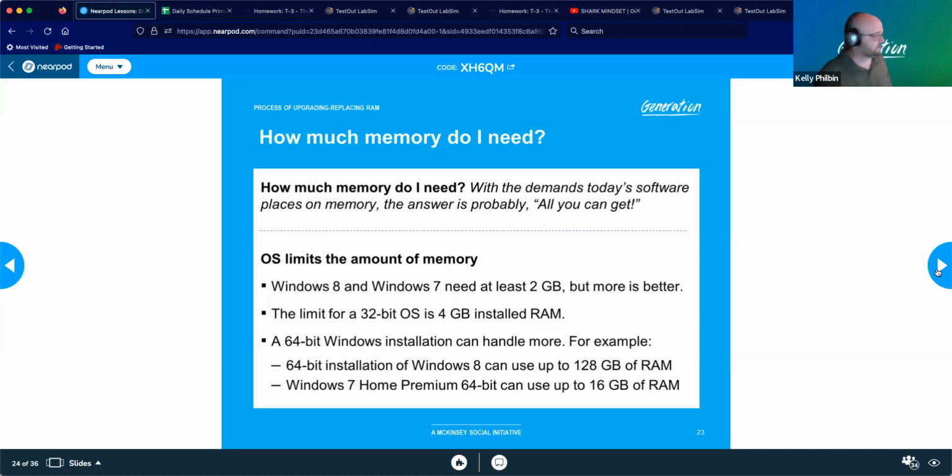OS limits, Windows 7 and 8, they need at least 2. More is better. Like we said, if it's a 32-bit architecture, maximum of 4. I have an old iMac, which is really weird. It has a maximum of 3. It has 2 slots, maximum of 3. So I'd have to put a 2 gig in one and a 1 gig in the other. It's really weird. Windows 8 64-bit can hold up to 128 gigs. That's a lot.